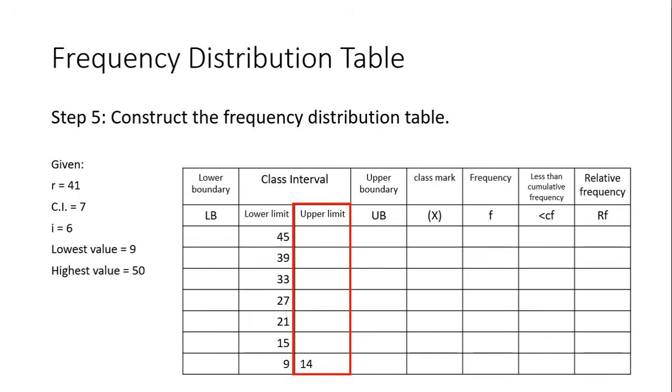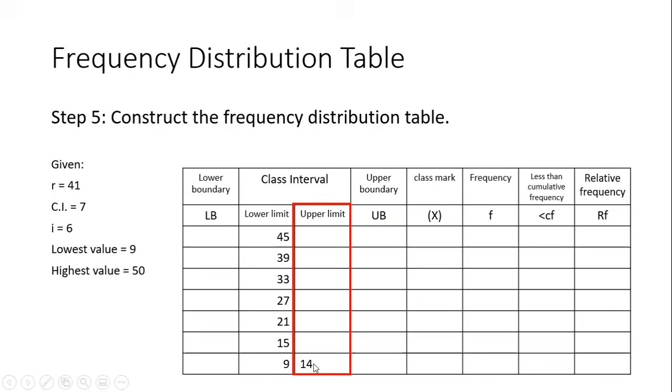Or for an easier computation, for you not to be confused, here's another way for you to compute for the upper limit. Let's go back to the previous slide. So you have your lowest value. For you to get your upper limit in this cell, you have your lower limit, you add your class size. So that's 15. You subtract 1. So 9 plus 6 minus 1 is equal to 14.